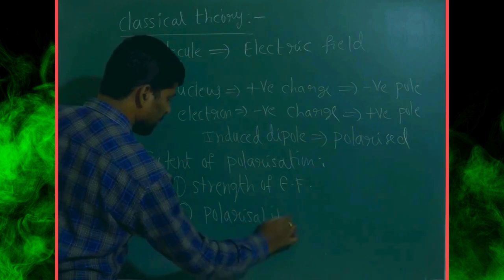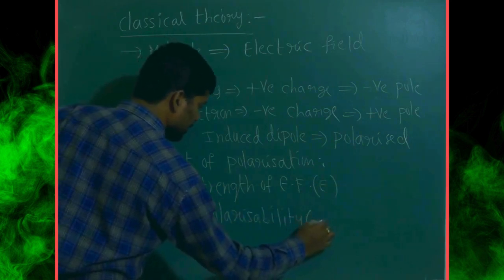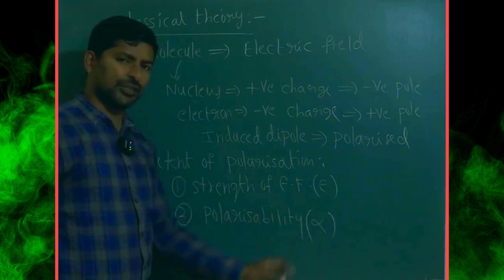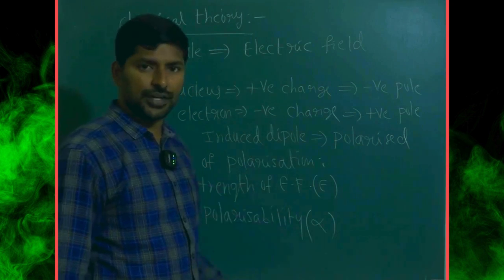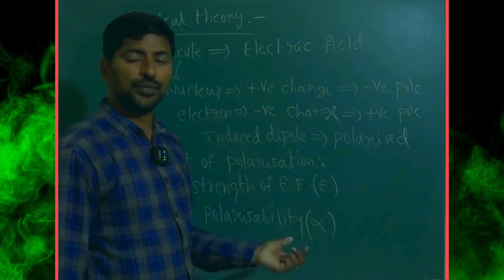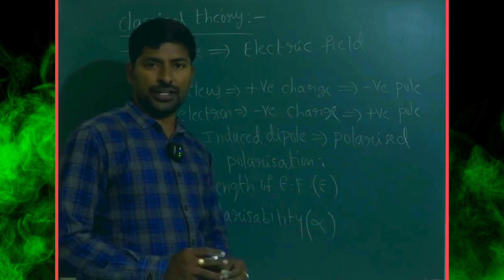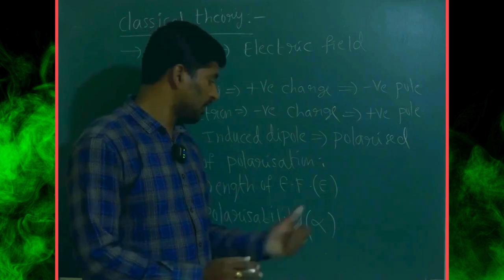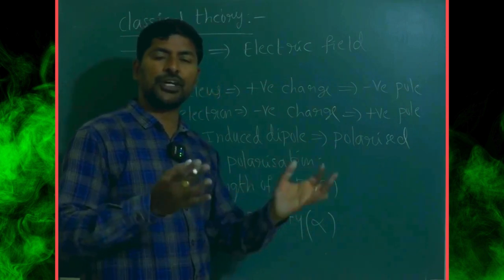Polarizability of the molecule: strength of electric field E and polarizability of the molecule alpha. Polarizability means the tendency of the molecule to be distorted, the tendency of the electron cloud to be distorted, or the tendency of the molecule to set up a dipole. That is called polarizability. It is different for different molecules. The same electric field we are applying to different molecules.